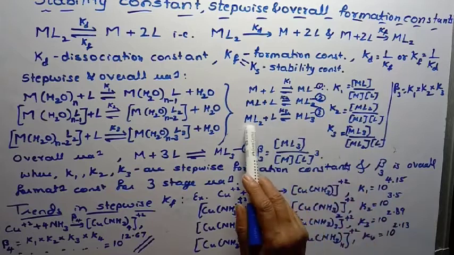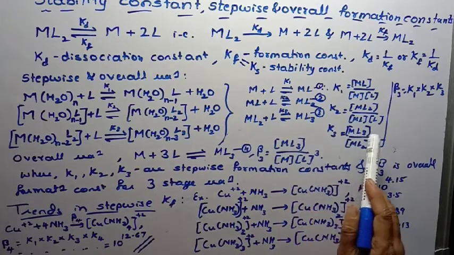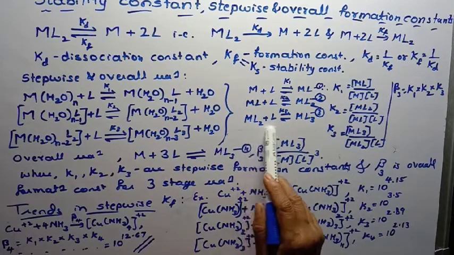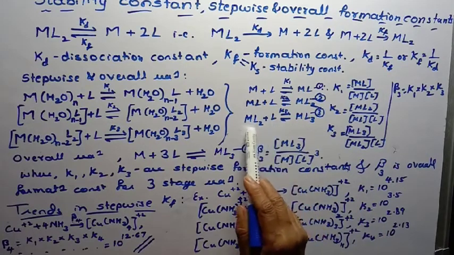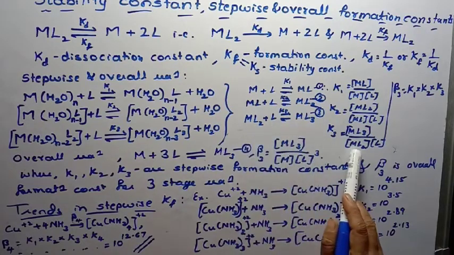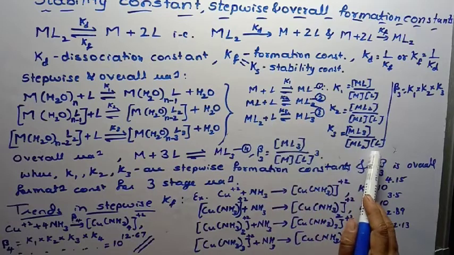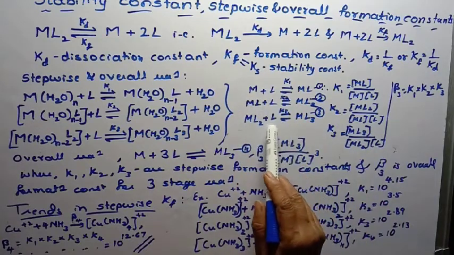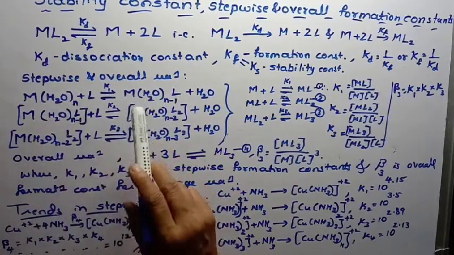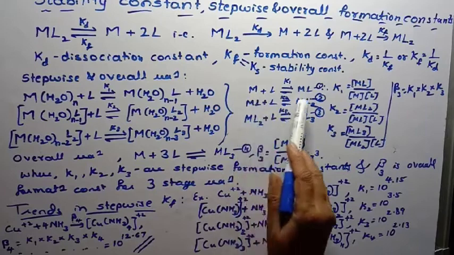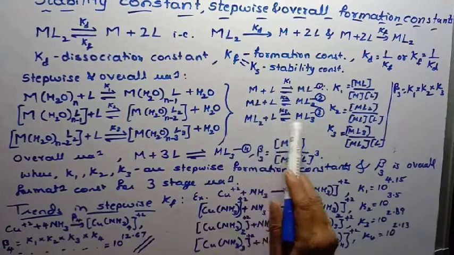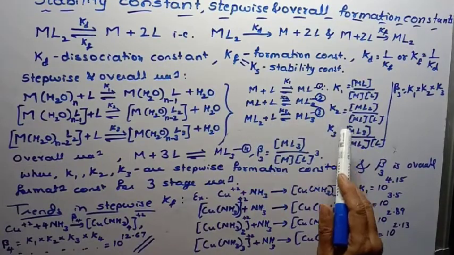Similarly, in the third step, K3 is the concentration of the product ML3 divided by the product of the concentrations of the two reactants, that means the concentration of ML2 into L. These are the three steps. They are the same with H2O omitted for our convenience, and the same three reactions are rewritten here, and in each case K is written.